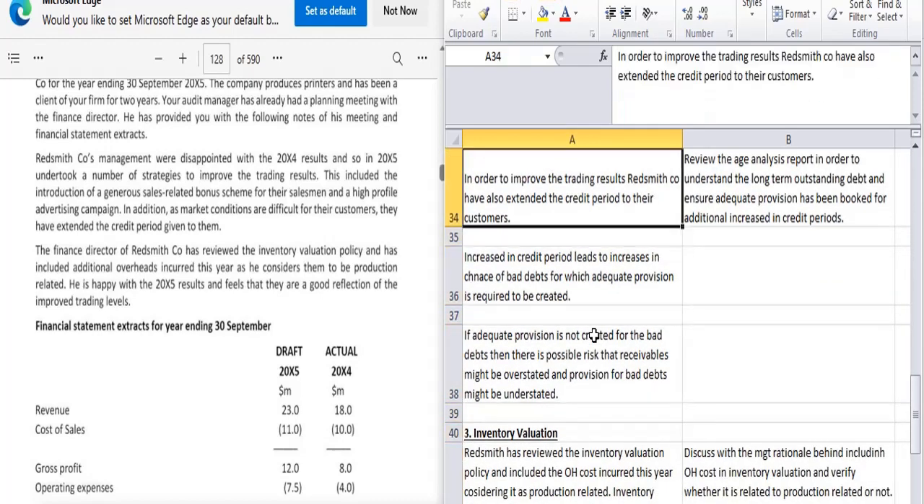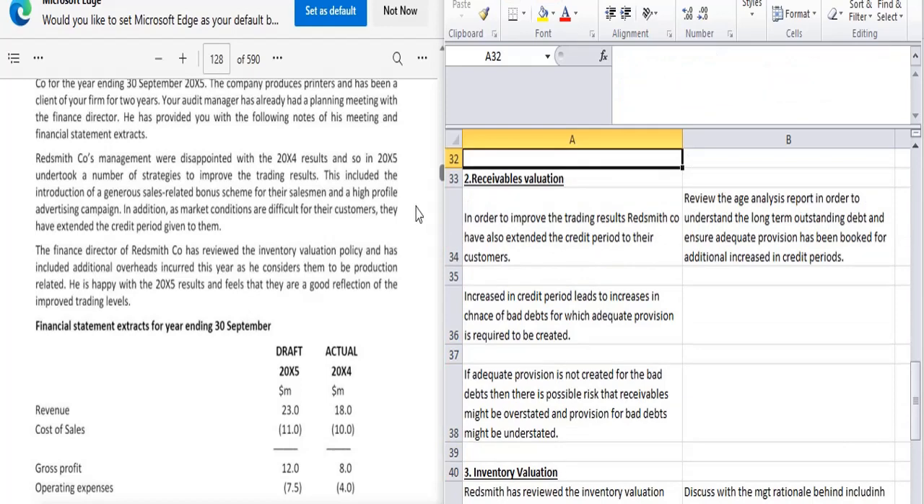The next line says that they have also extended the credit period given to them. So just copy paste from the scenario as the identification of the audit risk, that in order to improve the trading result, Redsmith company has also extended the credit period to the customer. And what will happen? The increase in the credit period leads to an increase in the chances of bad debt, for which the company has to create an adequate provision.